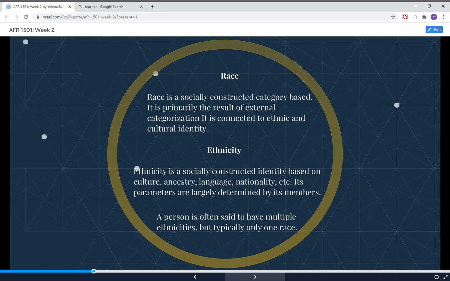As much as people maybe want to choose, the way that we in the academy talk about race is something that is socially constructed, and it's often externally put onto you, right? You are racialized by the world. It is often connected to ethnic and cultural identity, and I'll talk about that in a little bit. Actually, I'll just go right into that.